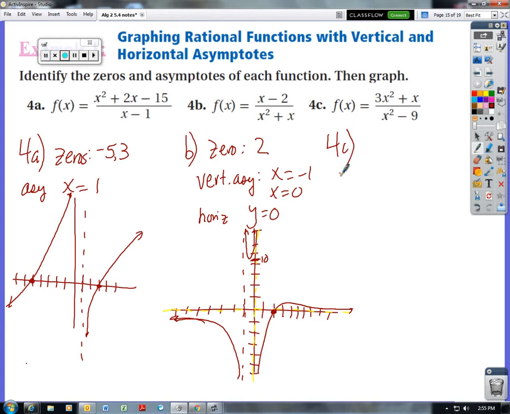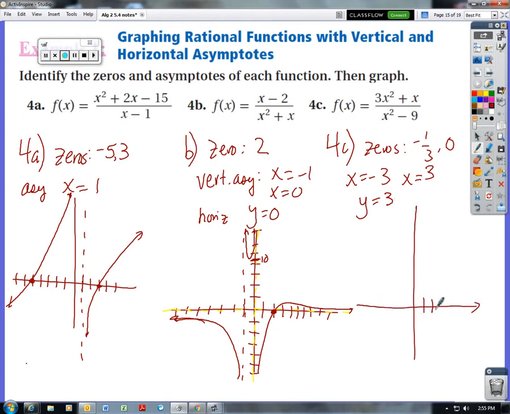4C. The zeros are -1/3 and 0. The asymptotes are, I'm just going to list them, x equals -3, x equals 3, and y equals 3. Let's throw those on a graph. We've got a 0 at -1/3, that's about there. Oh, and 0, oh my goodness.